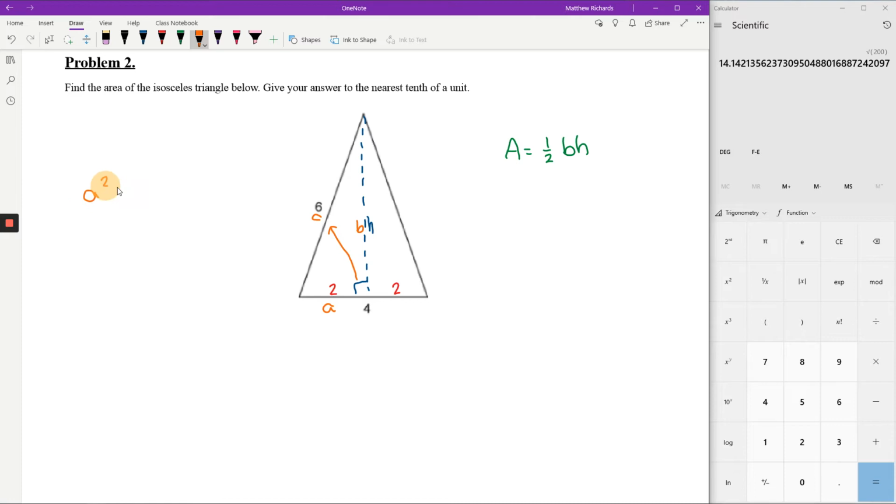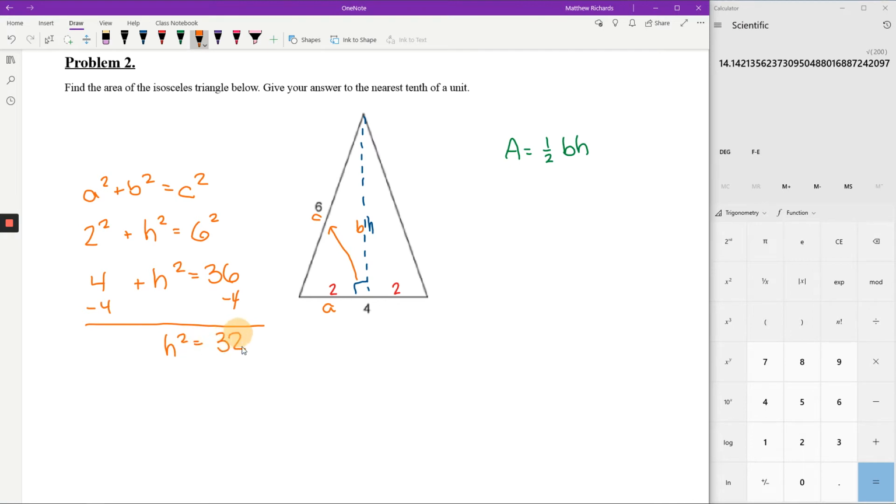So A squared plus B squared is going to equal C squared. My A is 2, so 2 squared, plus, I don't know B, but we'll call it our height, squared is equal to C squared, which is 6. 2 squared is 4, plus H squared equals 36. If I subtract 4 from both sides, I'm going to get H squared is equal to 32.